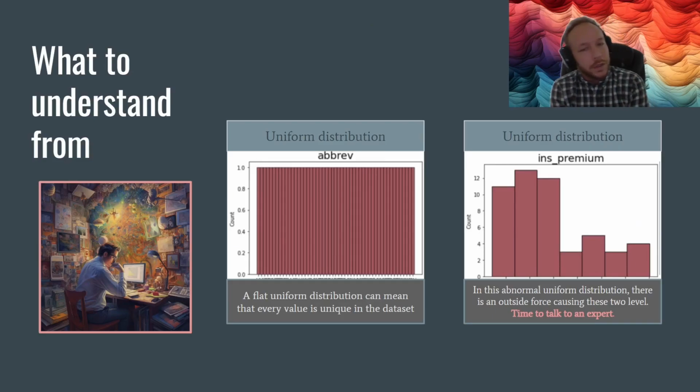So what to understand from each type of distribution? When we look at a uniform distribution, I think one of the common ones that you probably like the most is where we see right here a value occurring one time, occurring completely across the data set. This usually means it's something like an index. It is not likely going to be usable if it only occurs once throughout the whole data set.